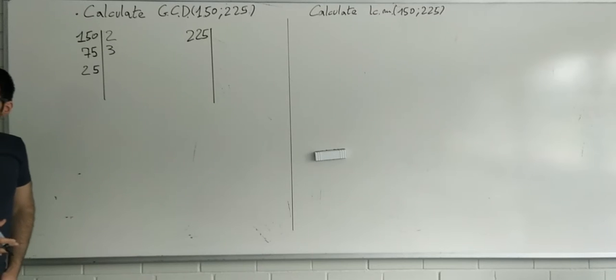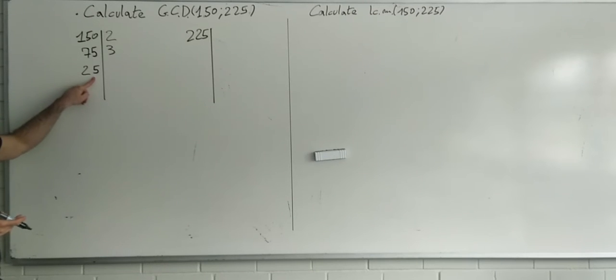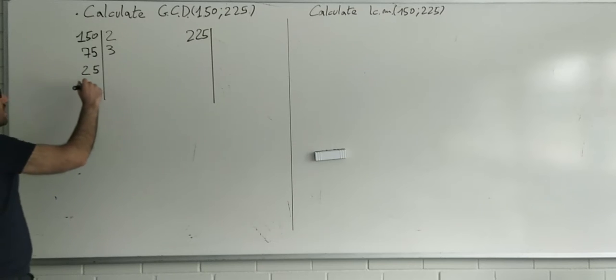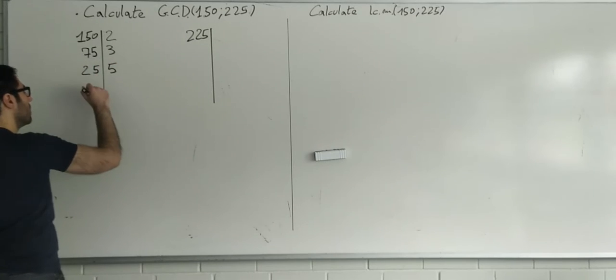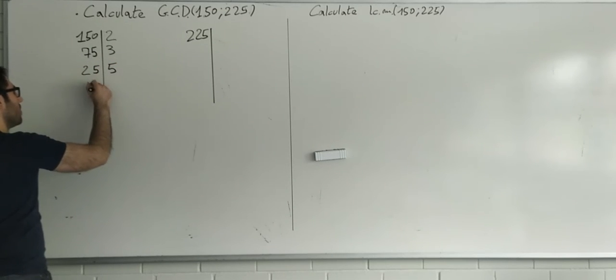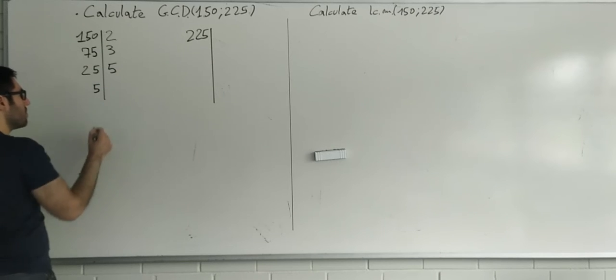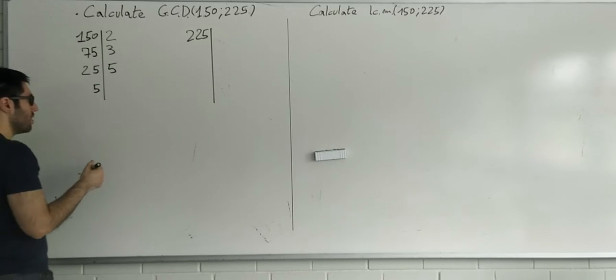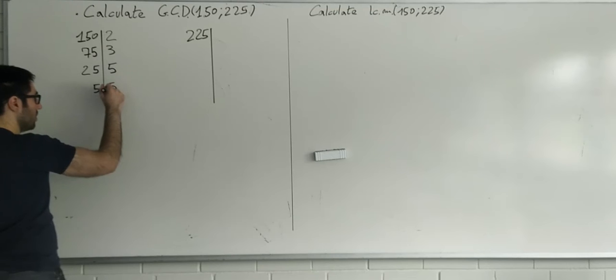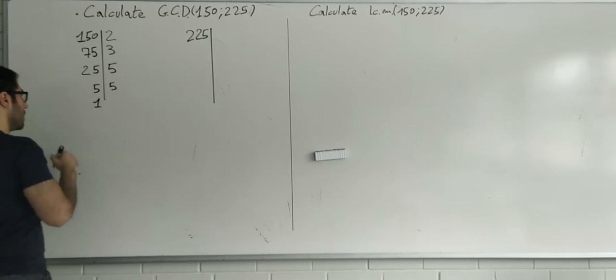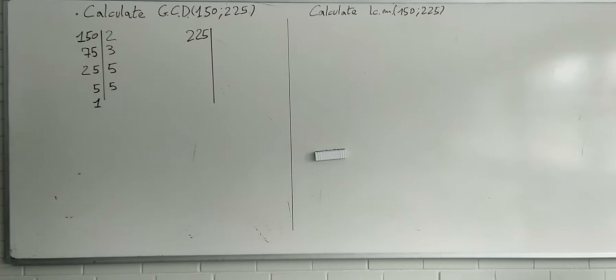25, we know from the multiplication table, is 5 times 5, so it's a multiple of 5. We can notice that also because the last digit is 5, therefore it can be divided by 5. Let's do that. 25 divided by 5 is 5. A prime number can only be divided by itself or 1. We divide it by itself. The result is, of course, 1.